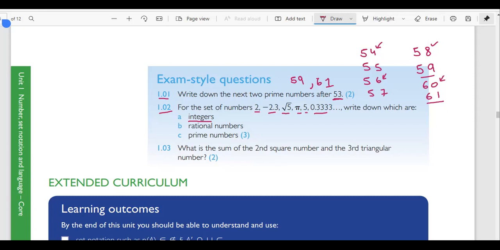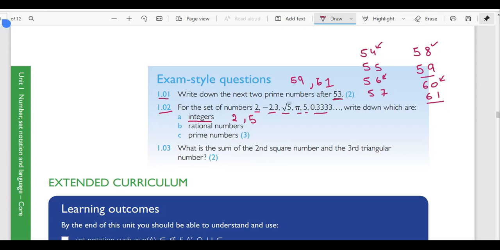Ma'am, 2 is an integer. Yes, very good. And what about some other integer like? 5. Yes, 2 and 5. Very good.